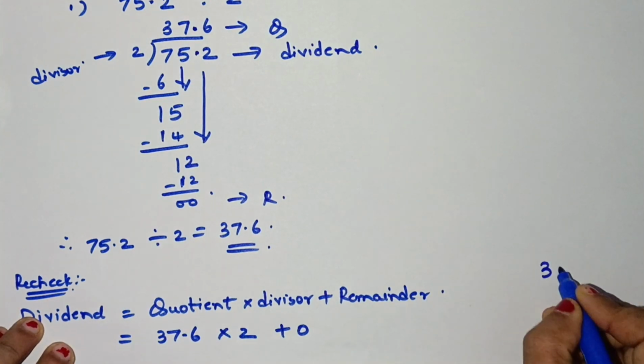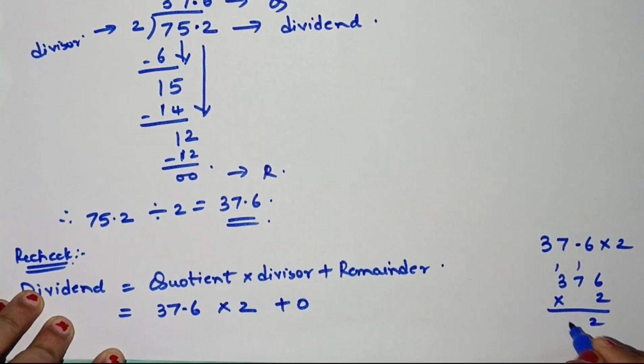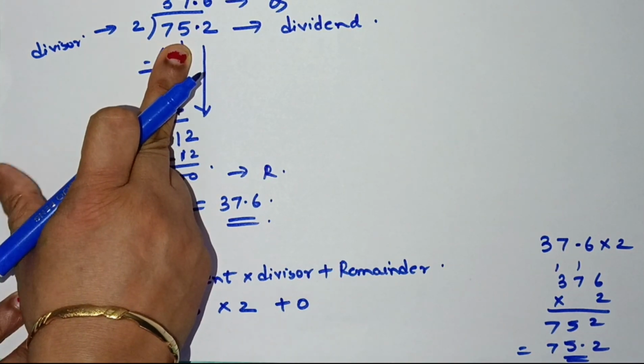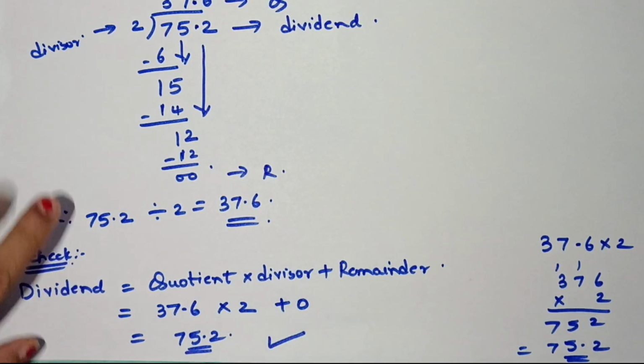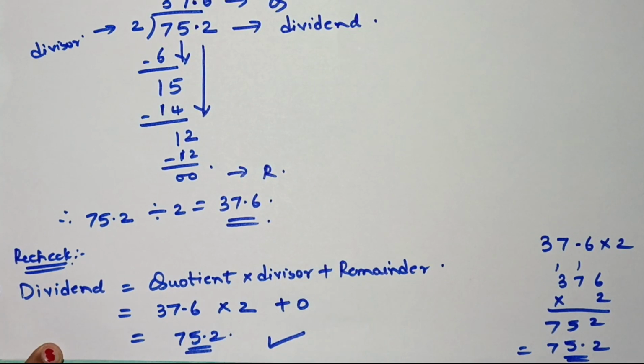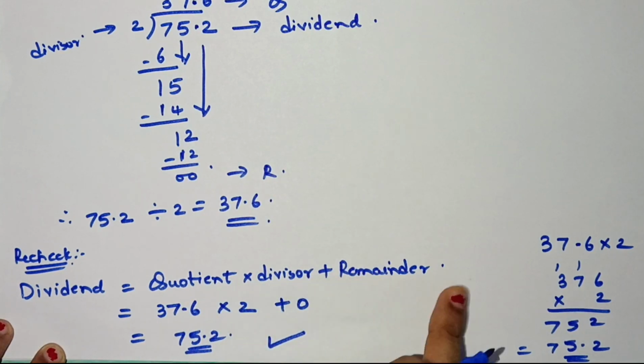Okay, now see 37.6 into 2, 2 7s are 14, 12, 15, 7. So your final answer is what? 75.2. And same we have in the dividend as 75.2. It means your answer is correct. In this way, if you want, you can recheck your answer. And what is the formula for that? Dividend is equal to quotient into divisor plus remainder.